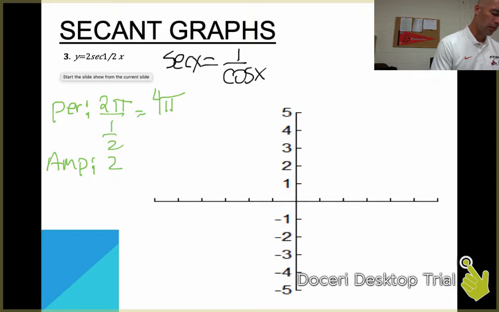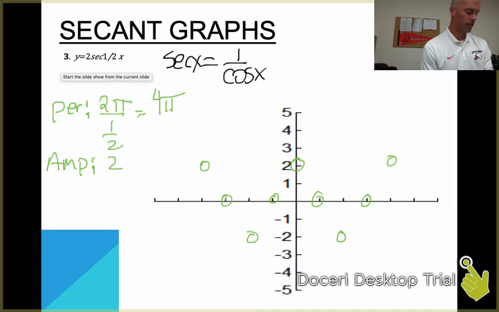Okay, so if we graph out the cosine graph, normally I'd start at 0, 1, but my amplitude is 2, so I have to start at 0, 2. And then I'm going to go down to 0, down here to negative 2, back up to 0, back up here to positive 2. Remember, I'm sketching the cosine graph. Going to the left, we go down to 0, down here negative 2, back up to 0, back up to positive 2. Okay, now we want to graph the secant graph.